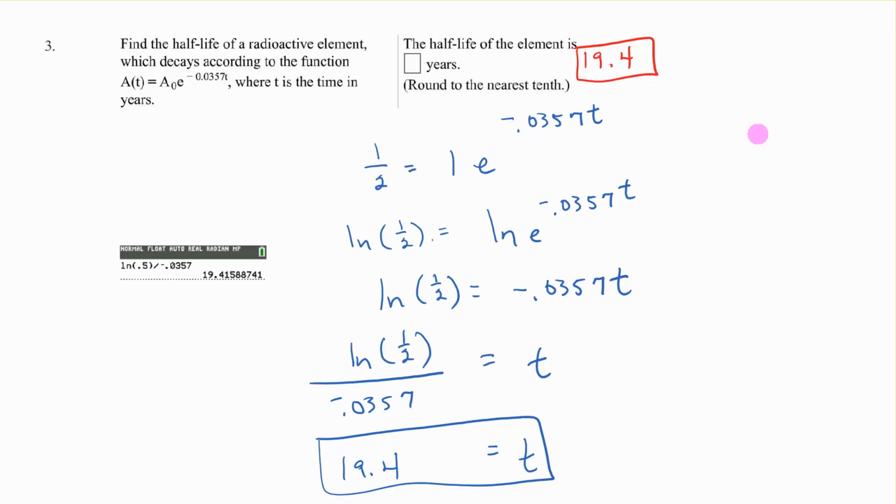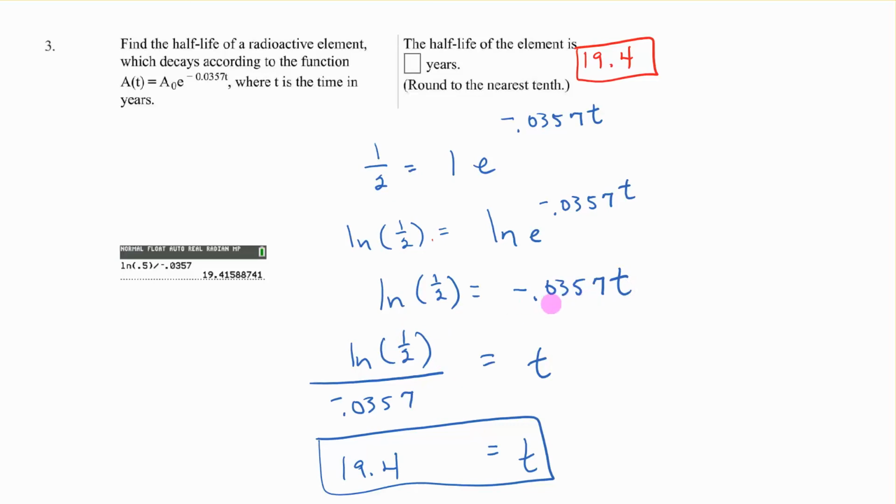Half-life of a radioactive element which decays according to the function. And here's our function. And so we're supposed to find the half-life. So again, we say 1/2 equals 1 e to the negative 0.0357t, ln of both sides. So now we have ln of 1/2 equals negative 0.0357t.